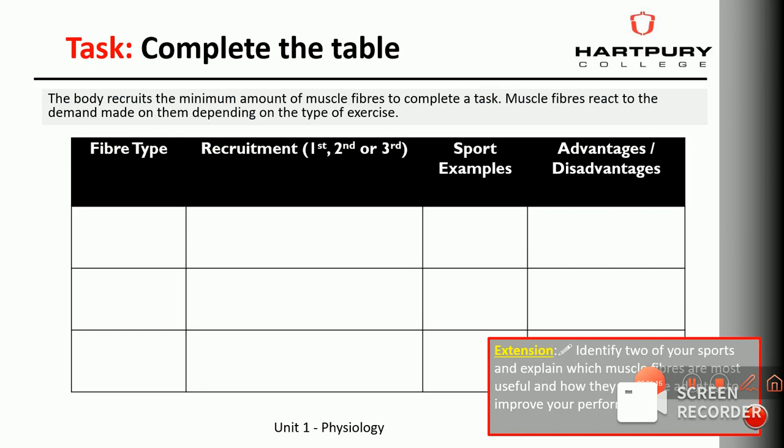So in terms of these 3 muscle fibre types, do you know when they are recruited? Are they recruited first, second or third? Can you recall any sporting examples or any advantages and disadvantages? Pause the video and attempt to complete this table with the knowledge that you currently have.